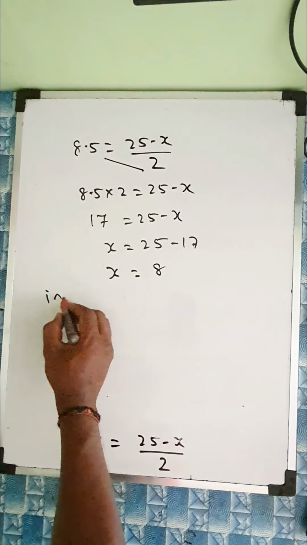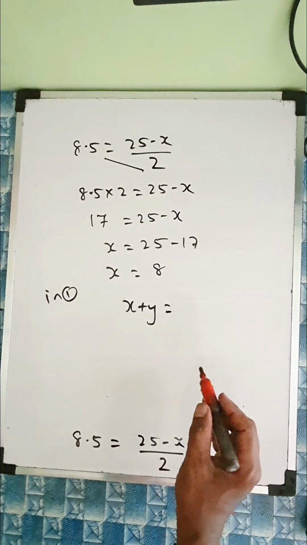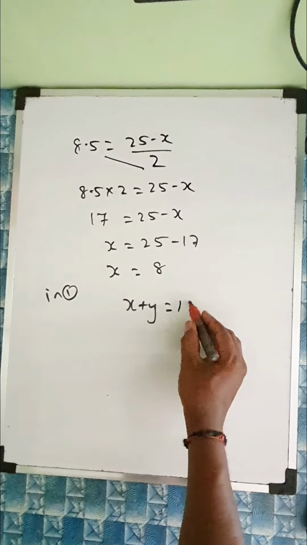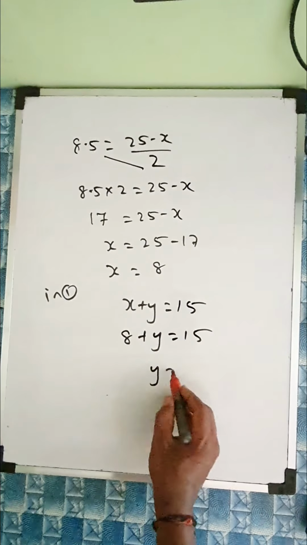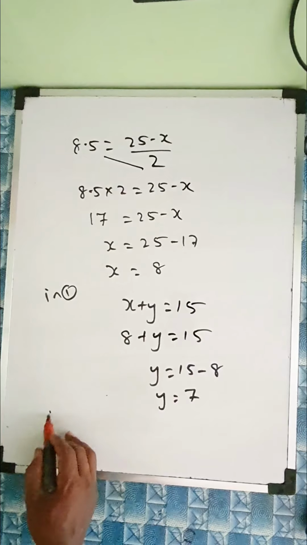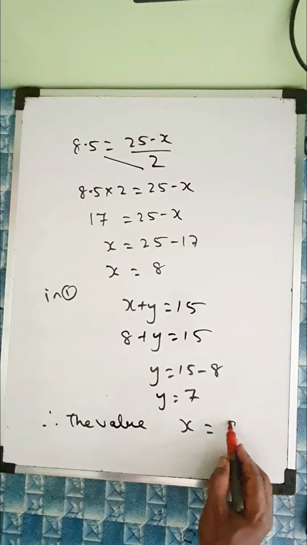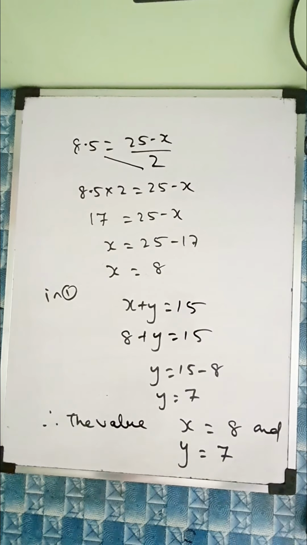So we'll apply it in the first equation. Already we took the first equation, x plus y equals how much? x plus y equals the total we got there, 15. So x is 8, plus y equals 15. Therefore y equals 15 minus 8, y equals 7. So therefore the value of x equals 8 and y equals 7. Okay.